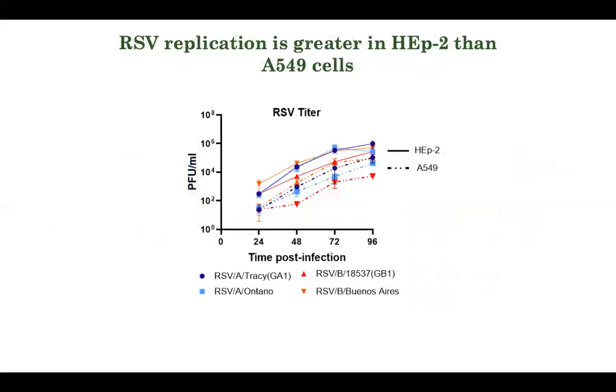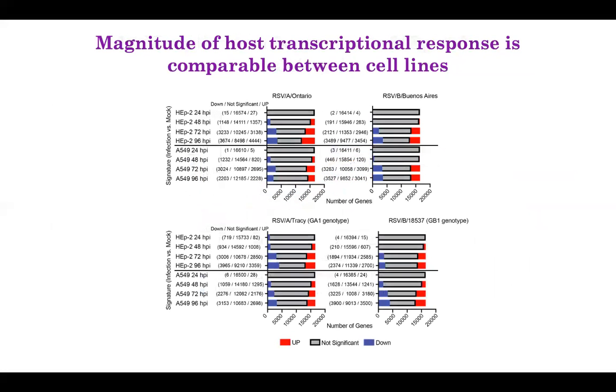Moving on, we measure the number of plaque-forming units, or infectious virions, at 4 different time points for infected Hep2 and A549 cells. On average, Hep2 cells showed 10 to 100 times more infectious virus than A549 cells. So clearly, RSV replicates to much higher titers in our Hep2 cells, which is consistent with years of observations made by our lab.